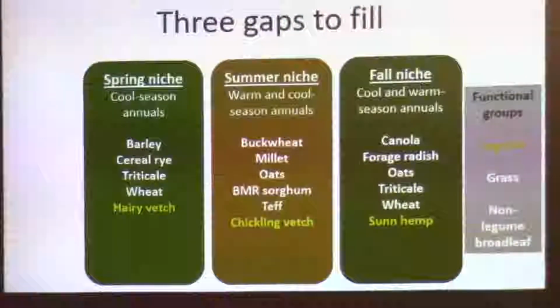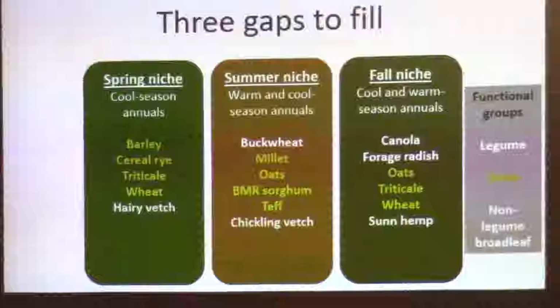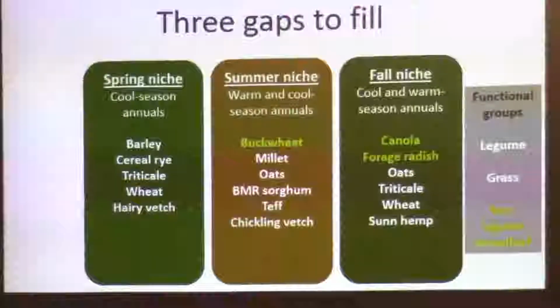And you can see that each niche, each group of species includes a legume, right? So those are your nitrogen fixers. Each includes a number of different grasses, annual grasses. And then the summer niche includes 1 non-legume broadleaf species, while the fall niche includes 2 different non-legume broadleaf species.